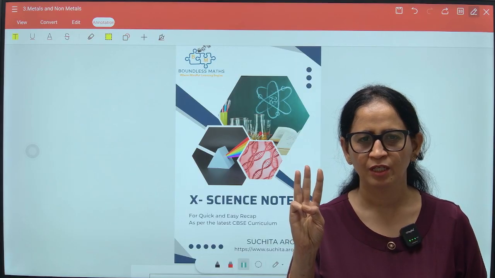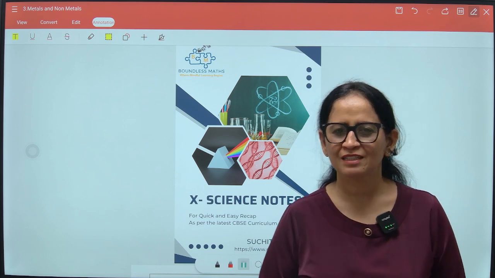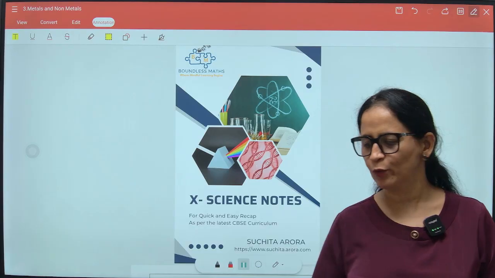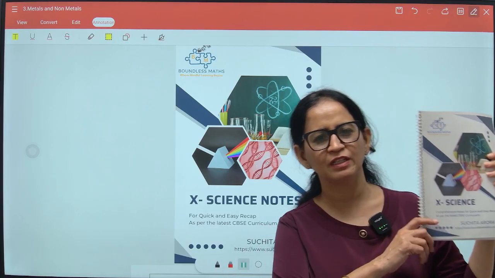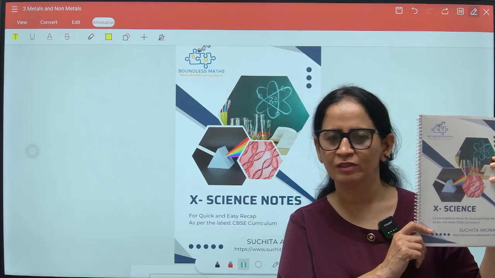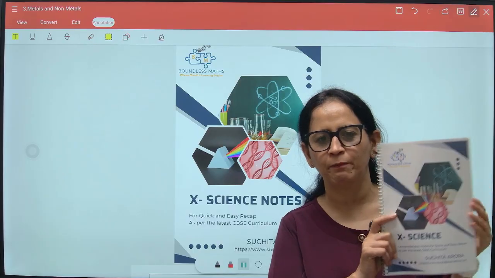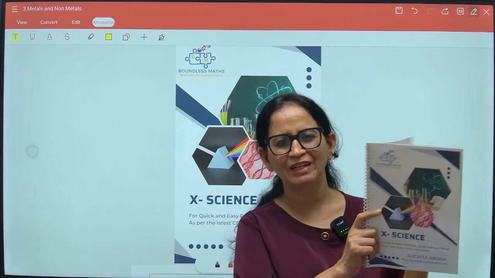to appear for. So without much delay, let's get started with metals and non-metals, where I am going to cover the entire content using the Class 10 Science notes authored by me, specifically designed to make the NCERT content concise, easy to learn and remember. It is like a companion for your NCERT textbook.